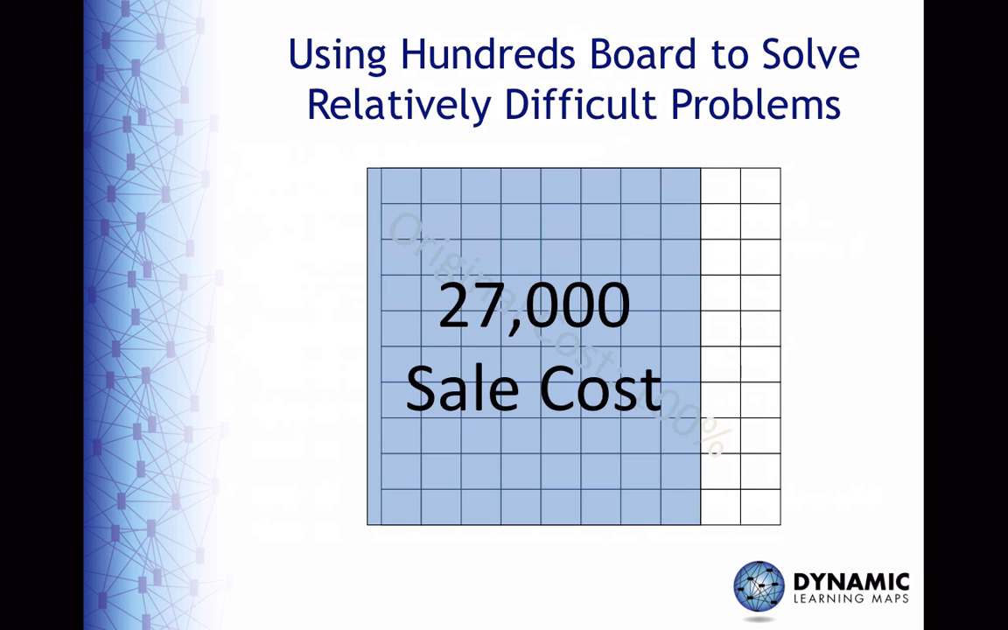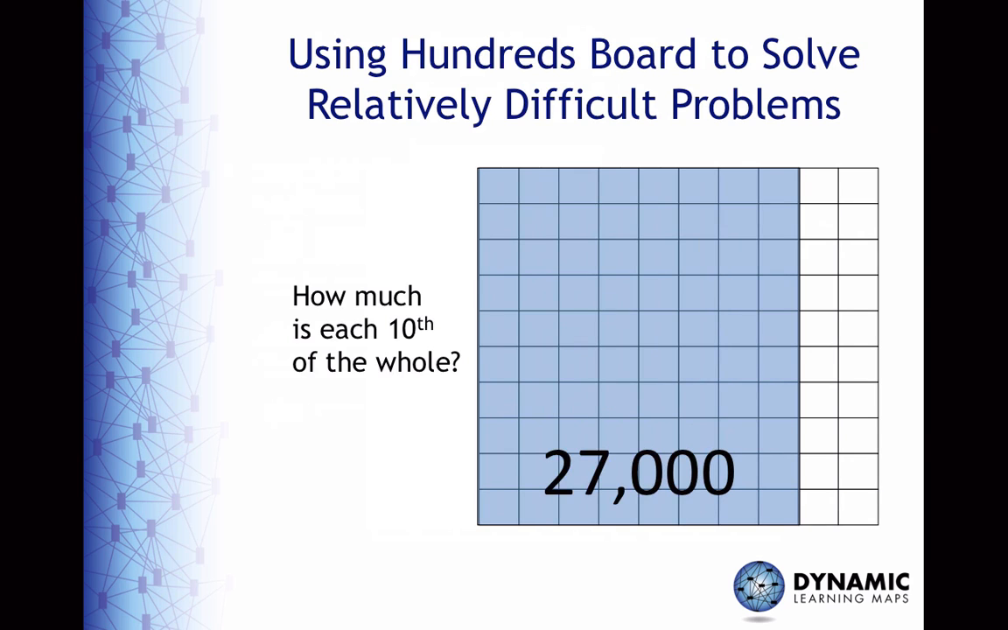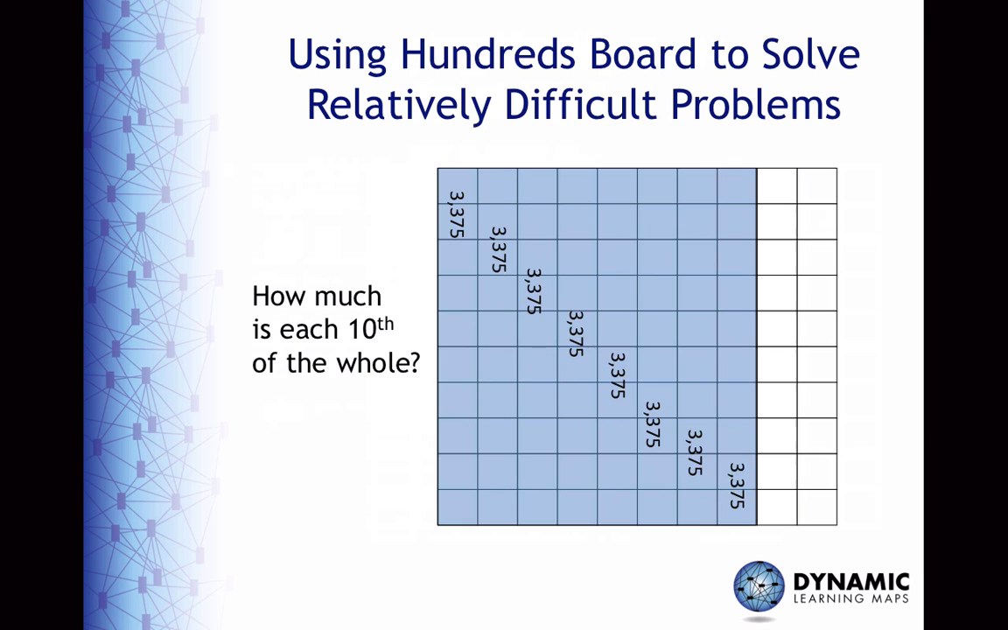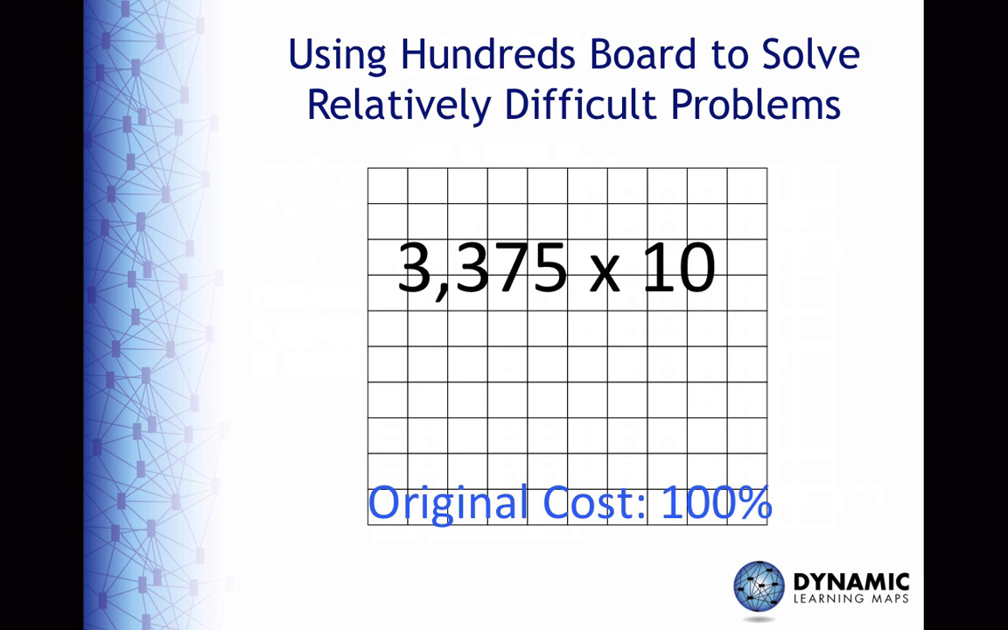If the sale price of $27,000 is 80% of the total cost, the student can fill in 80% of the squares on the board, or 8 columns. Given this information, the student can then divide $27,000 by 8 to determine what each tenth of the whole is worth, or what 10% of the car cost. Finally, the student can multiply that by 10, and it will give them 100% of the total car value. The hundreds board is a tool that makes it possible for students to reason through the problem and demonstrate understanding of the result.